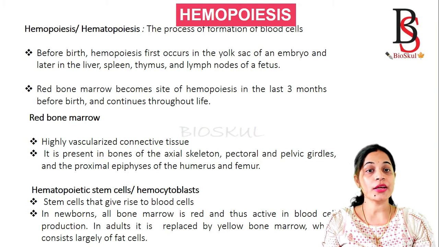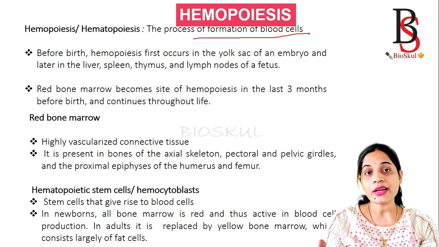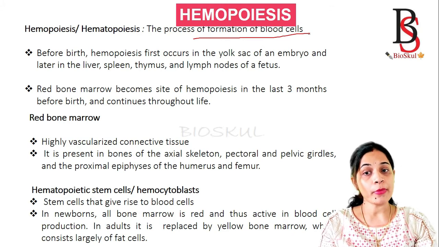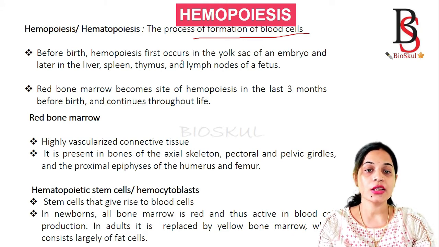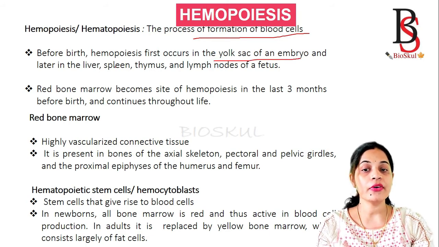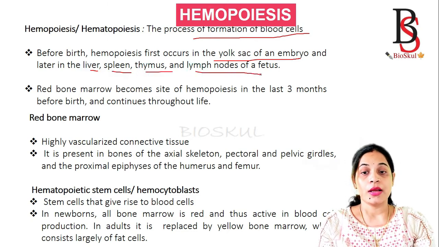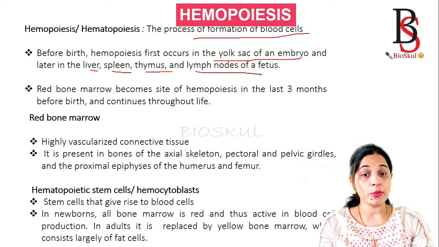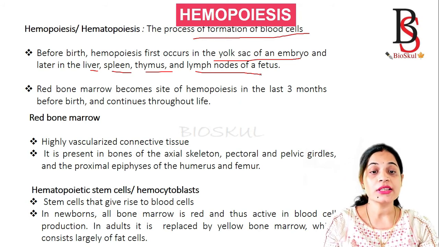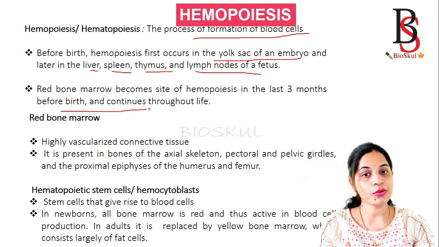Before going into erythropoiesis, let's know what hematopoiesis is. It is the process of formation of blood cells. So where are the blood cells formed? Before birth, hematopoiesis occurs in the yolk sac of an embryo, and later it takes place in the liver, spleen, thymus and lymph nodes of the fetus. The red bone marrow becomes the site of hematopoiesis in the last 3 months before birth, and that continues throughout life.